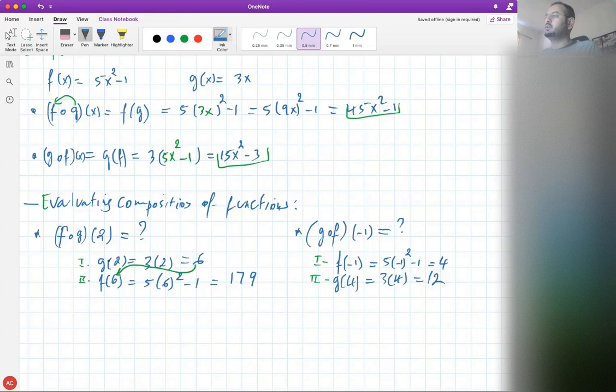If you don't have it, then you may do this. If you still want to find the composition first, even if you don't have it, if you still want to find it first, then evaluate it, that's fine too. That's not a problem. Some of you, I see that you do this.